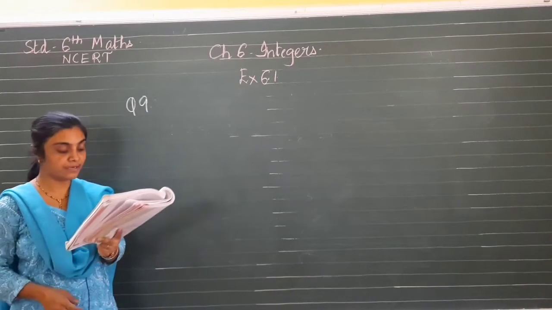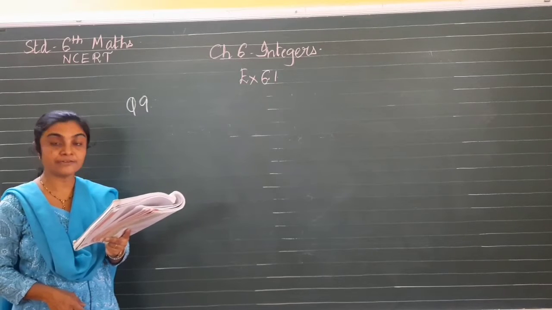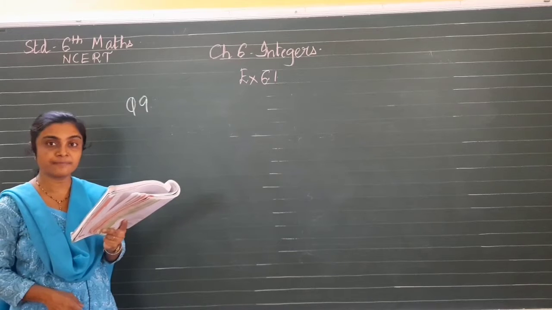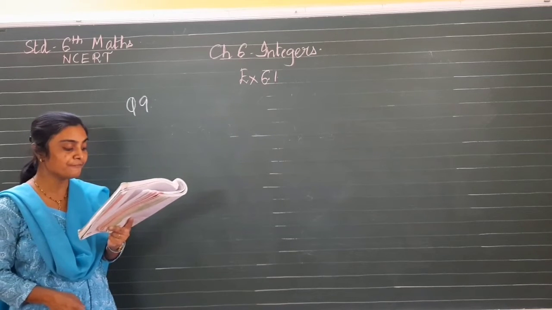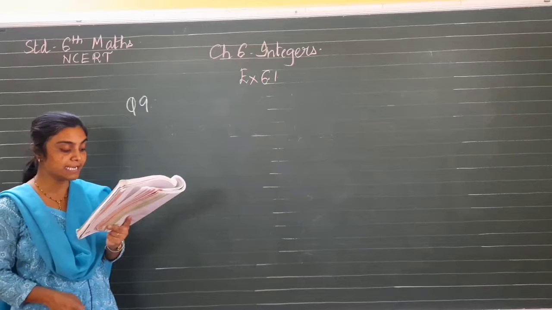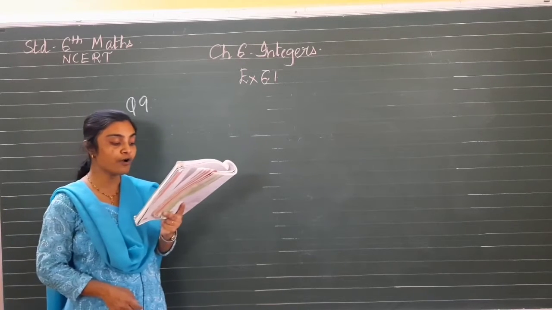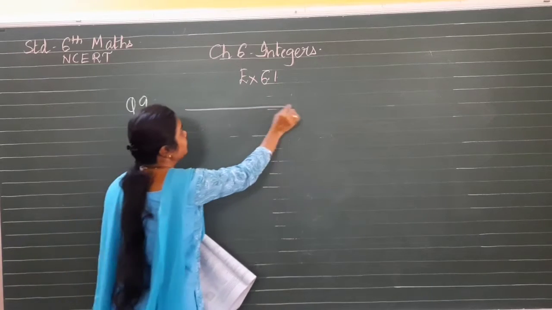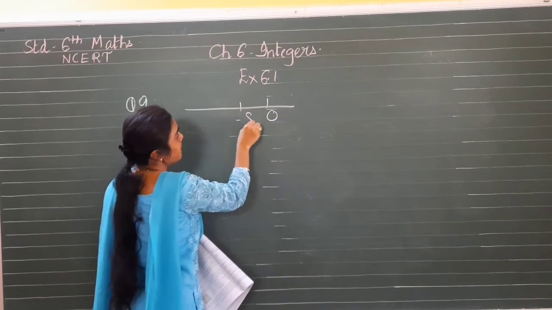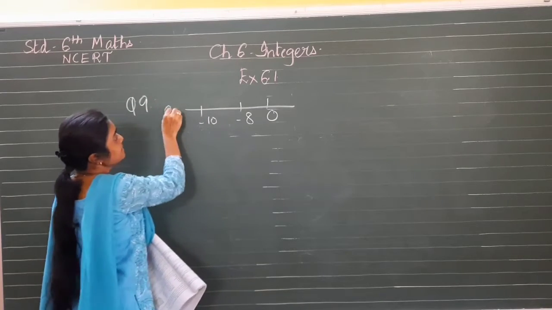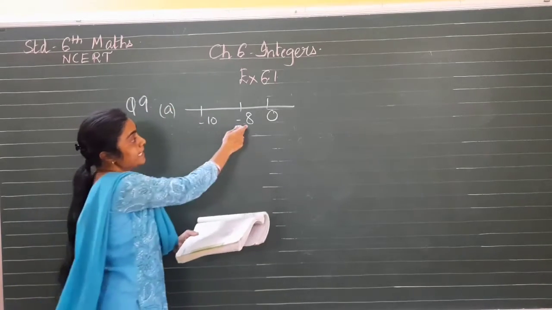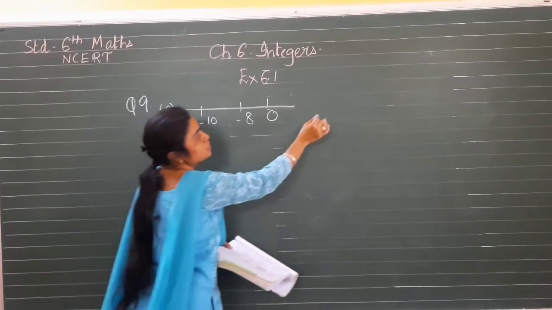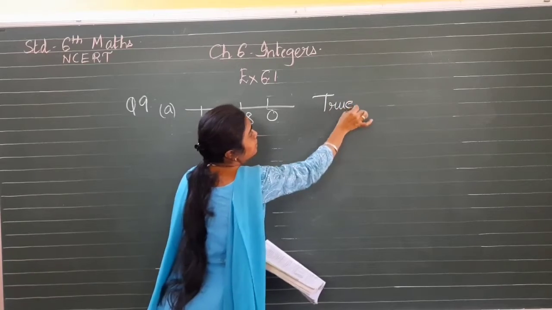Now let us see question number 9. For the following statements, write true or false. If the statement is false, correct the statement. So we will perform true and false. The first one is A. Minus 8 is to the right of minus 10 on a number line. If we see a number line, this is 0, here is minus 8 and here is minus 10. Now minus 8 is to the right of minus 10. Yes, it is on the right side. So the first statement is true.